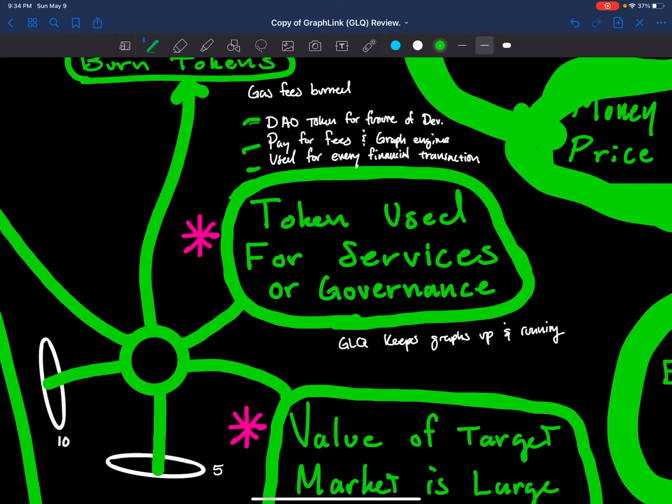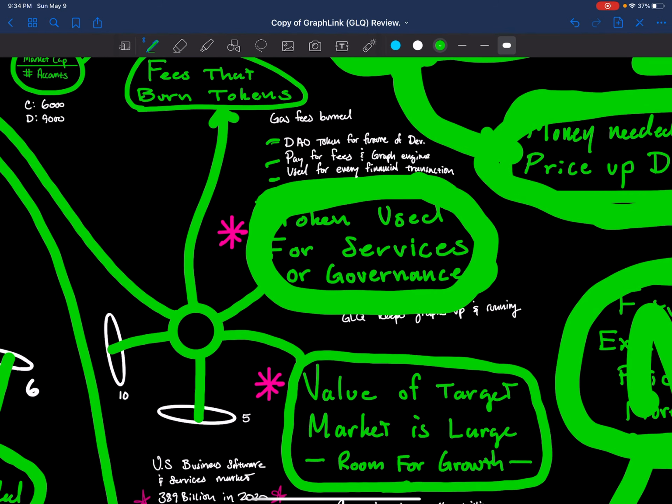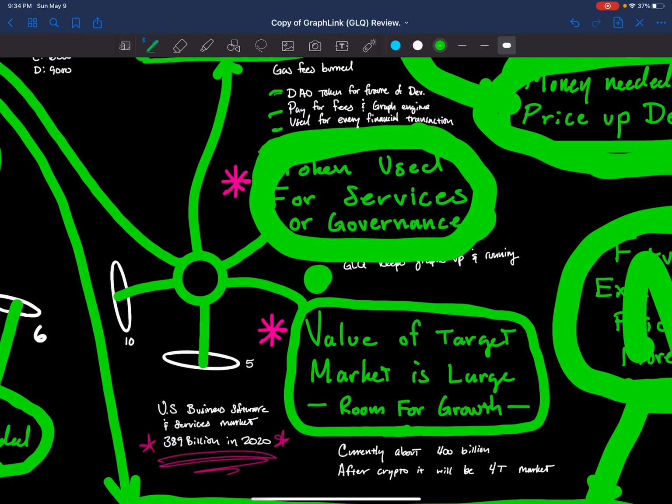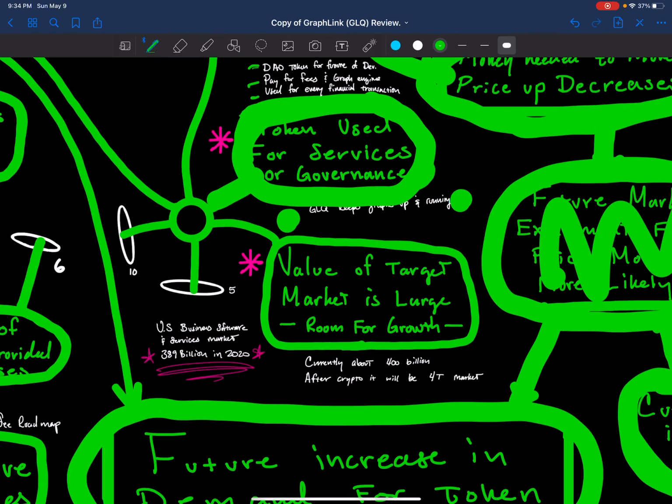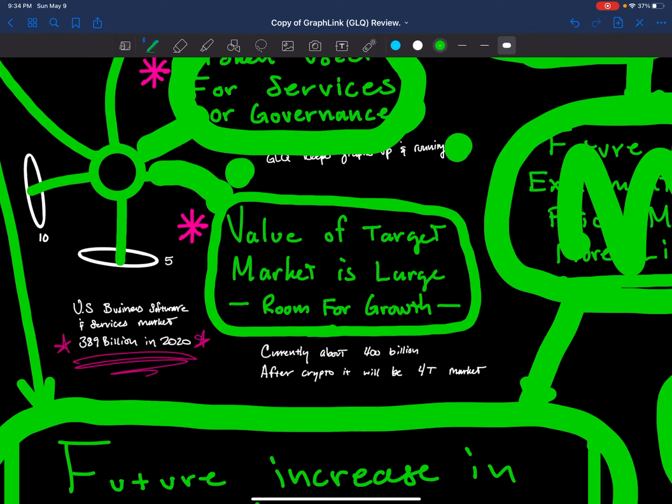When a business integrates with blockchains and has all of these nodes connected, those validators are going to be run by this graph token, and it'll be used for every financial transaction on the network. Glow keeps the graphs running, right? It keeps every node that a business ends up setting up through their software.